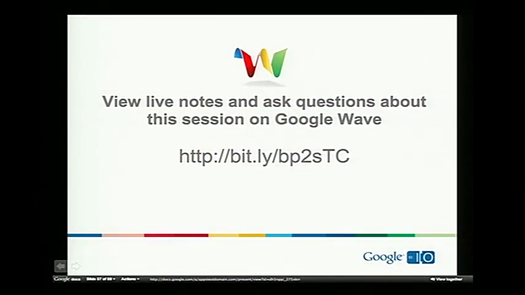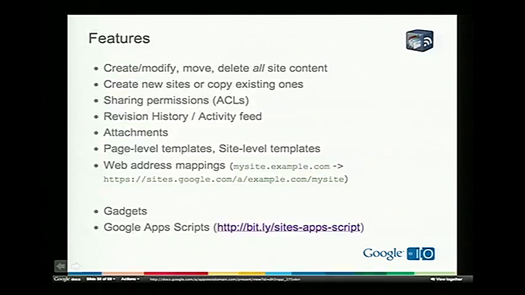So switching gears a little bit, I'd like to dive into the Sites API. But before we do that, here's the bit.ly URL for the Google Wave. If you do have any questions on either API or anything that we're talking about, questions for Memeo as well, please do fill those out.